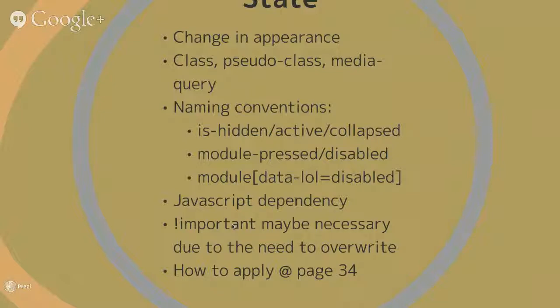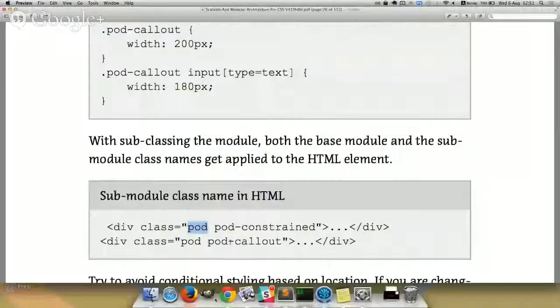In using state decoration, state stylings, sometimes there might be times you need to use important because you have to override some styling. But if possible, try to prevent using important. So how to apply? Let's look at page 34.